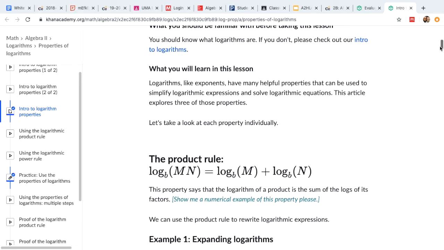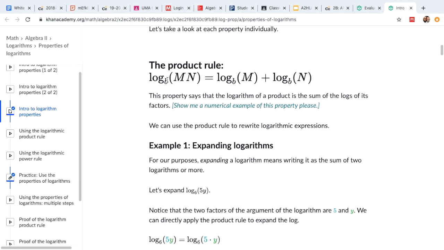It's a pretty long article. You can see, woo, okay, but this is what we're looking at today. We're going to learn about all the different properties. So we'll start with the product rule right here. Now this is exactly what they gave us above, and this is exactly what our textbook told us, okay?